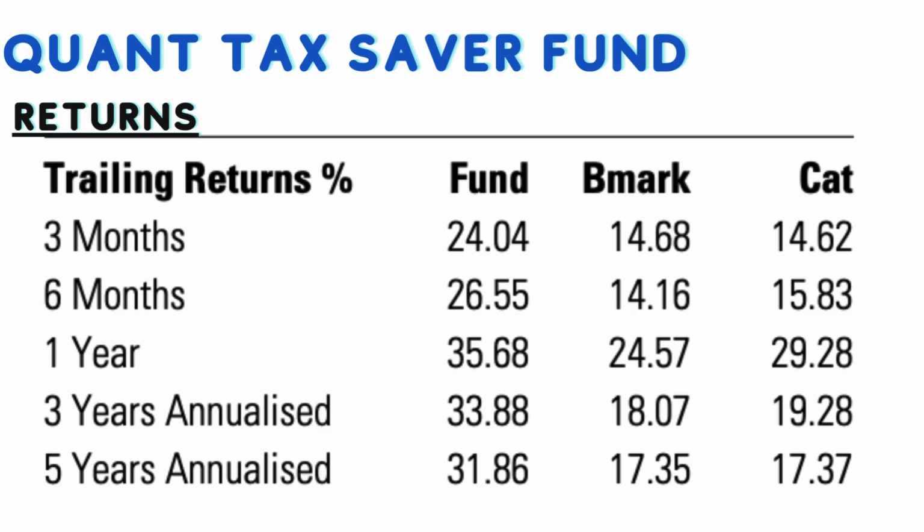Coming to the returns of Quant tax saver fund. In all the time frames, the fund is able to beat its benchmark with a wide margin, creating a great alpha for the fund. In 3 months, it has generated 24%, 26% for 6 months, 35% in 1 year, 33% for 3 years CAGR, and 31% in 5 years is the returns generated by the fund, which is extremely high for an ELSS fund. And it is the top returns generated fund in the ELSS category also.